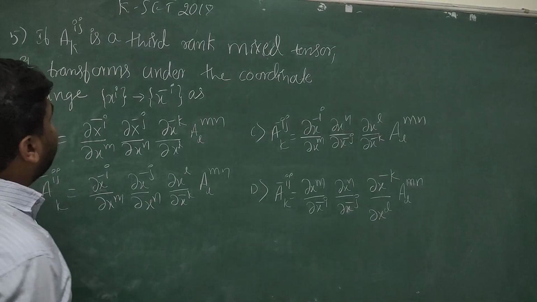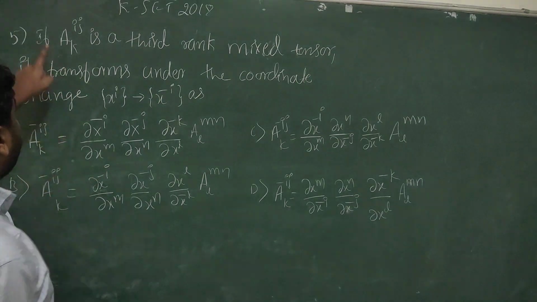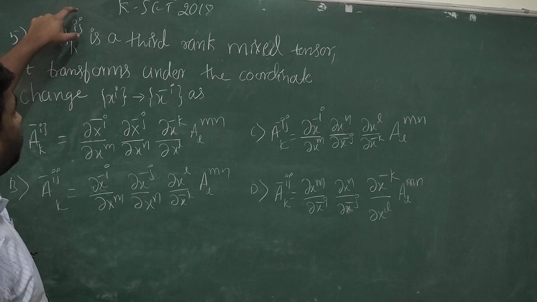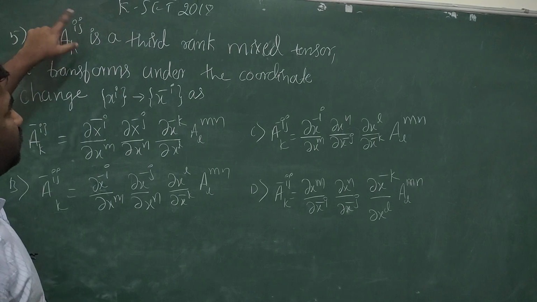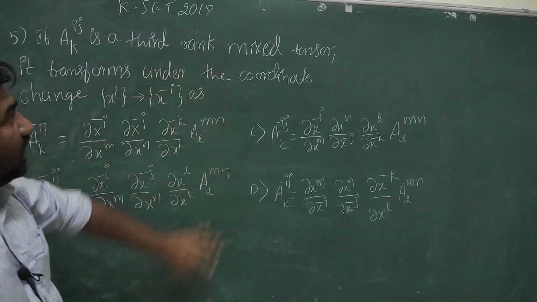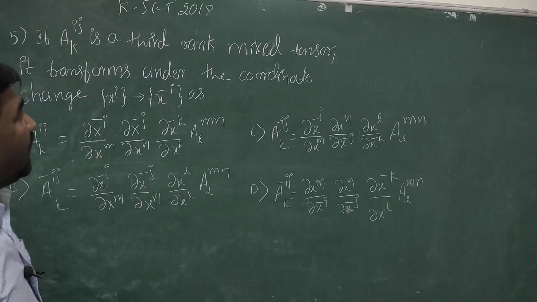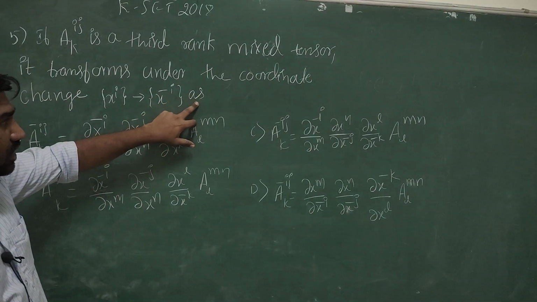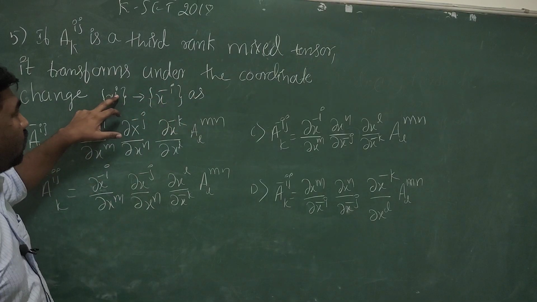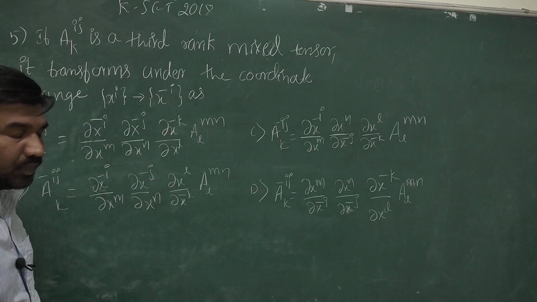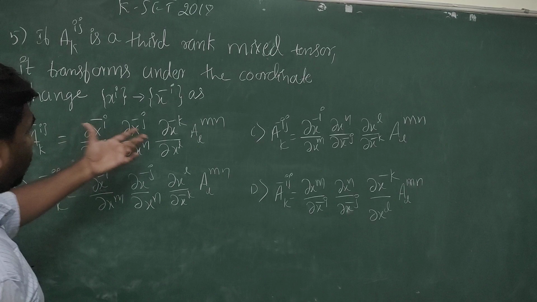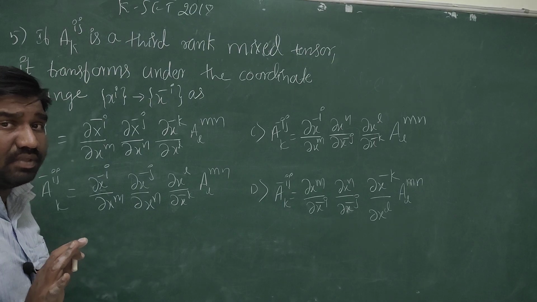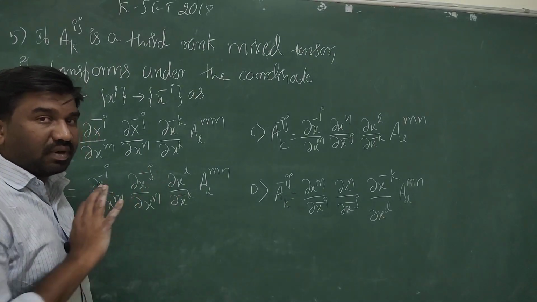So this is question number 5 from the tensor part. So if A^k_ij is covariant rank 2, covariant rank 1 and contravariant rank 2, so total it is a mixed tensor of rank 3. So it is a third rank mixed tensor. It transforms under the coordinate change x^i to x bar i as, okay. So the coordinate i is changing to i bar coordinate. So what is the possible result they asked? So here it's very easy to identify if the question comes like this from the tensor part.